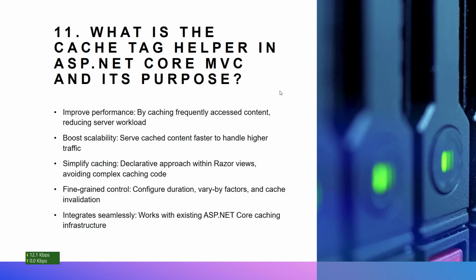What is the cache tag helper in ASP.NET Core MVC and what is its purpose? In some cases, we have to use an annotation or a helper for caching. That is also a provision, for example, when a particular action needs to be cached, or for particular views we need to do that. In order to do that, we can have the helper over there.